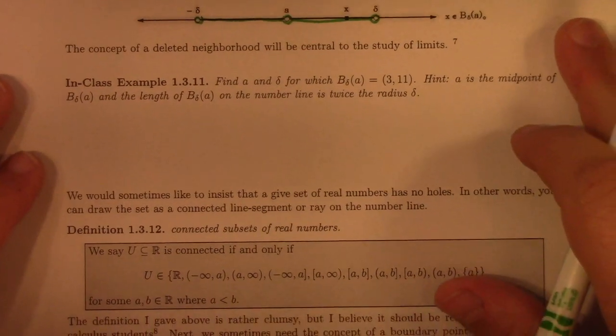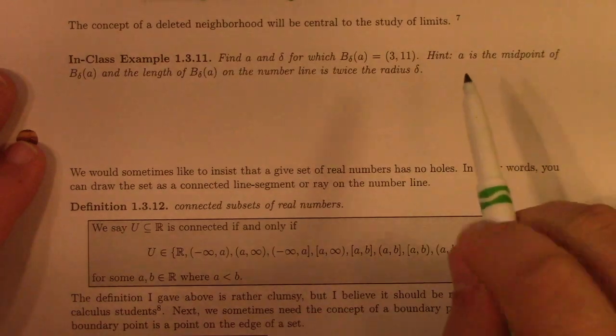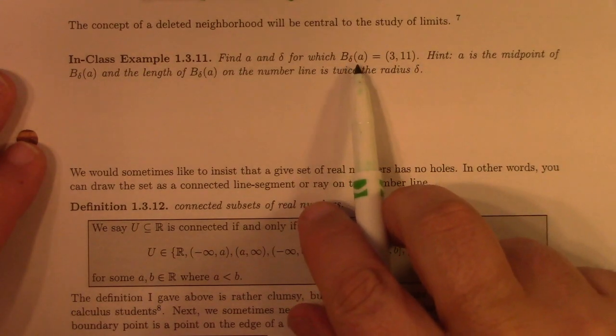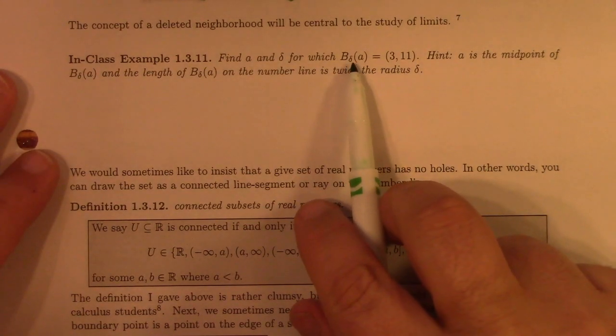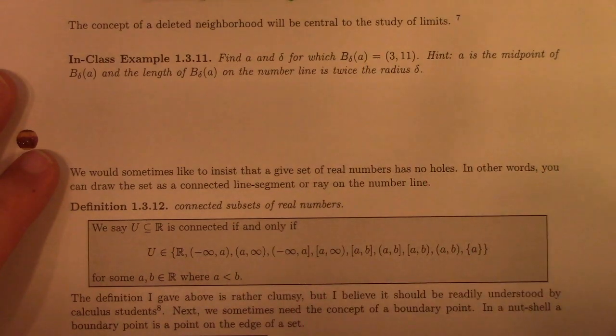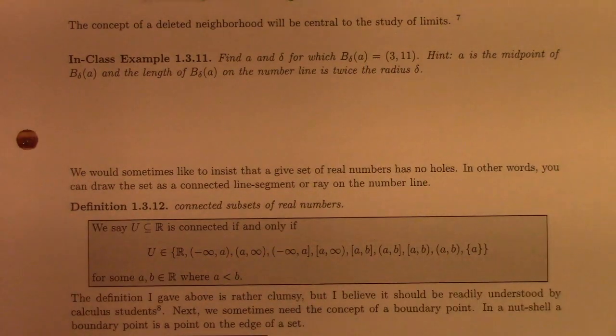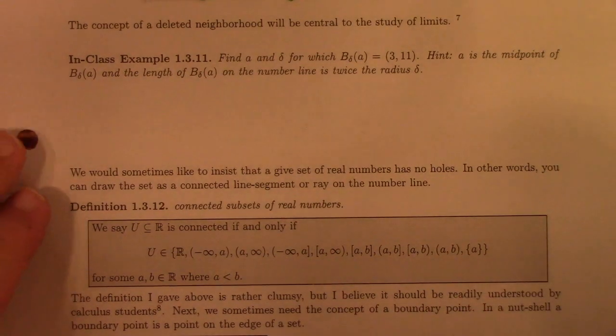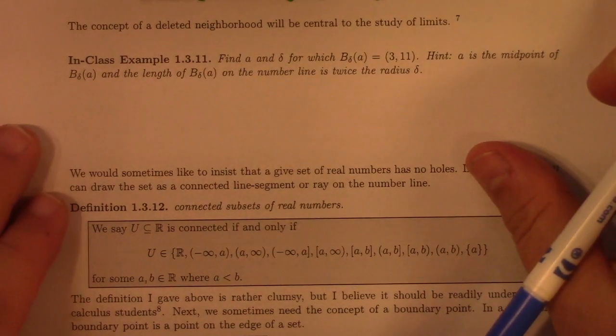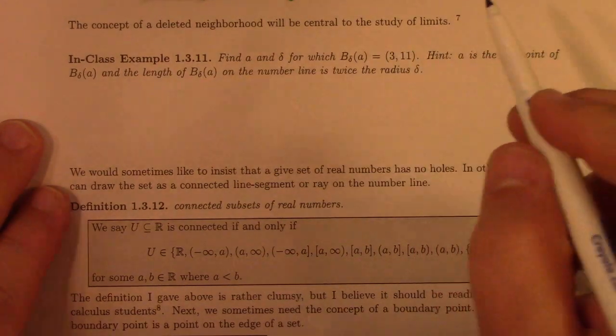We're supposed to find an A and a delta for which the ball of radius delta centered at A is equal to (3, 11). And I've given us a hint. The midpoint of B delta of A is A. And the length of the ball of radius delta is twice the radius. You could call it the diameter of the ball, if you like. All right, so what's the midpoint of (3, 11)?